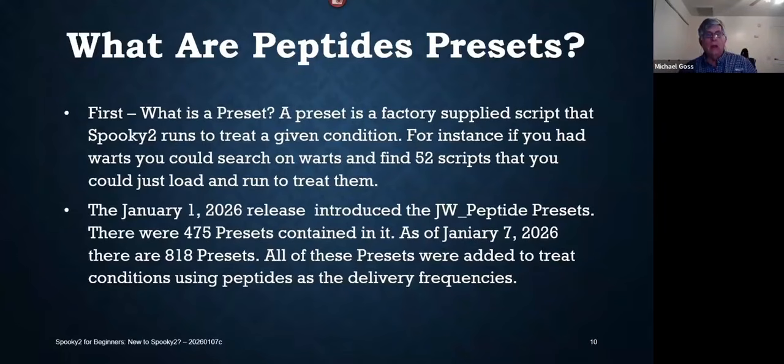But in January, they introduced something called the JW Peptide presets. We're going to show you that in a second. There were 475 at the time, a lot of them for things that weren't in the database before. Now, what's interesting is John White developed these, and he continues to develop these things as we speak, because as of January 7th, he's actually done four updates since then to add even more. We're up to 818 presets as of today. So he's adding more and more stuff, and we'll get to look at those in just a couple minutes. Essentially, it's just another way to deliver healing stuff. That's the best way to play it.